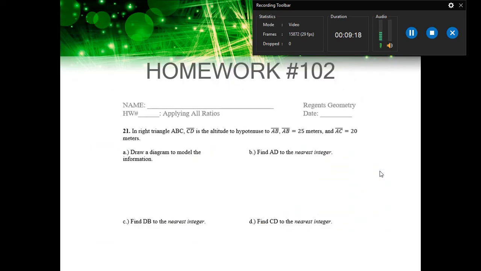This is homework 102. It says applying all ratios at the top. It should be in the packet that you received today.